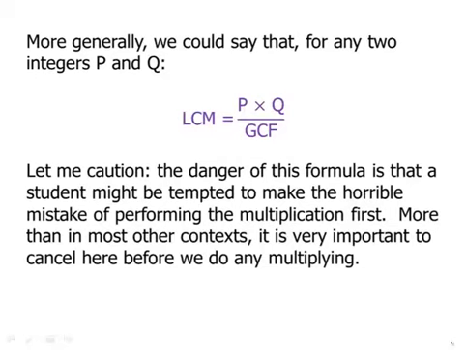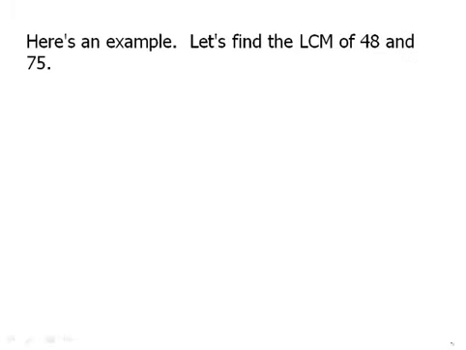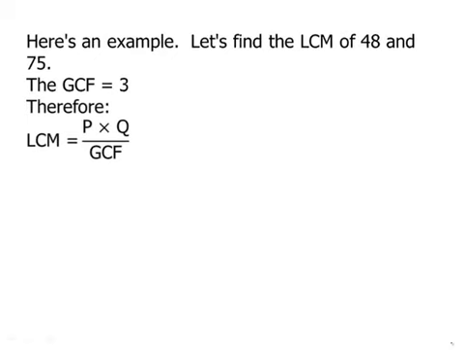This is a formula that absolutely invites do the cancellation first. Get the numbers smaller first. Divide either p by the denominator or divide q by the denominator, either way, to make your life easier. To show you an example, let's find the least common multiple of 48 and 75. The greatest common factor is 3. So we'll put this together. The least common multiple, p times q over greatest common factor, is 48 times 75 over 3.